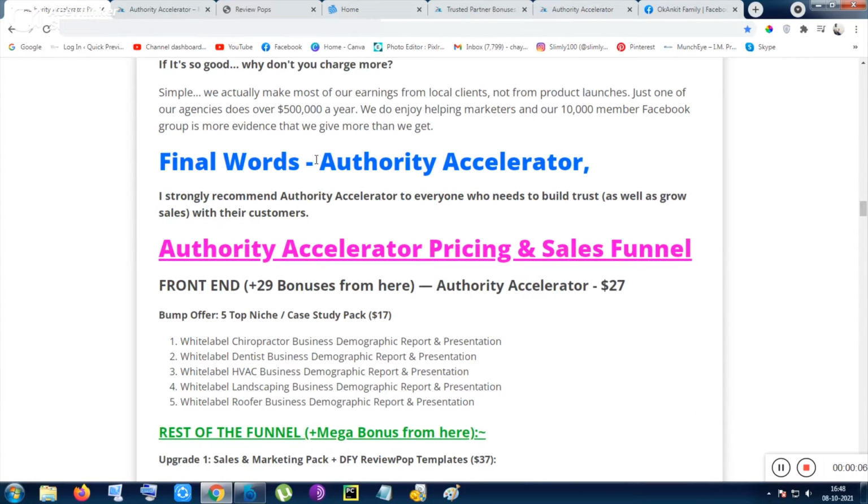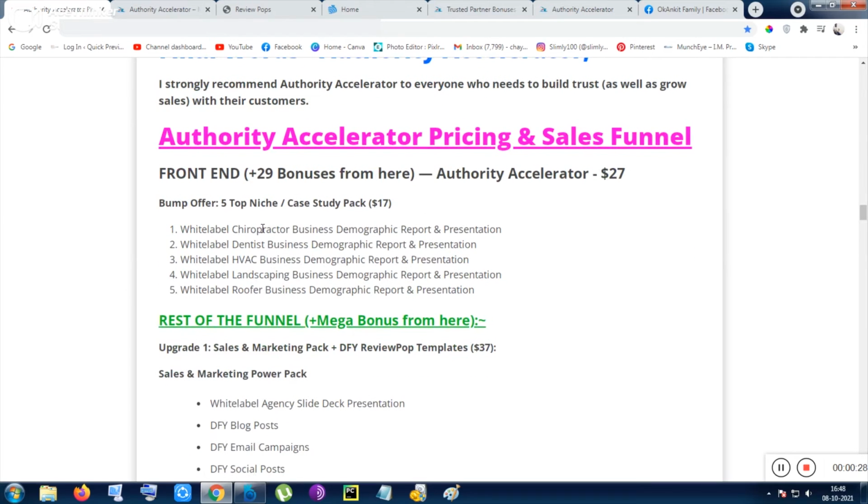And in final words, I have written here that those who need to build trust with their customers are totally suitable for this product. The front end costs only $27, a very cheap price for this kind of tool. And inside the front end you will be given my 29 plus bonuses, and inside there is also an offer bump.